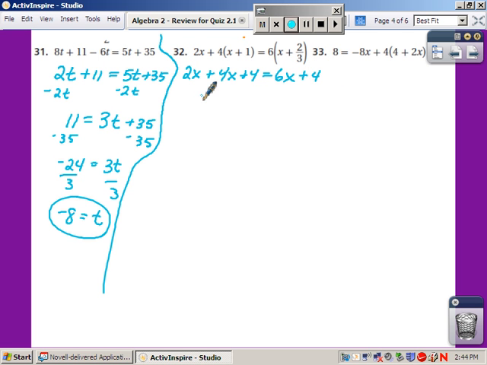If I combine like terms here, 6x plus 4 equals 6x plus 4. Do you see how I have the same thing on each side? Exactly the same means that it's an identity. There's nothing else to solve. If I subtracted 6x away from both sides, I would get 4 equals 4. Which is true, but there's nothing to solve.